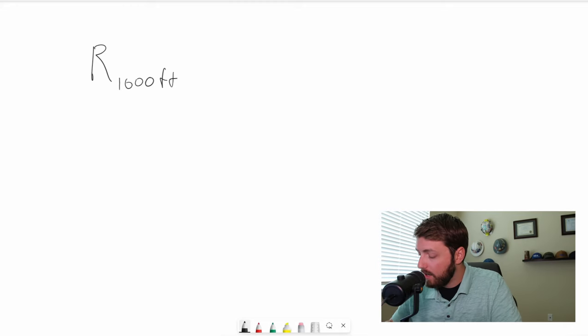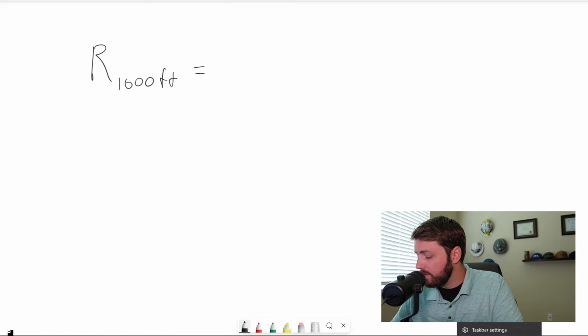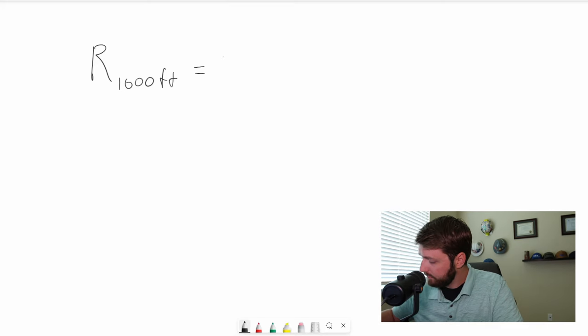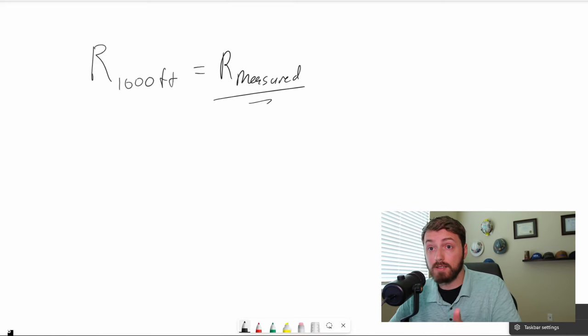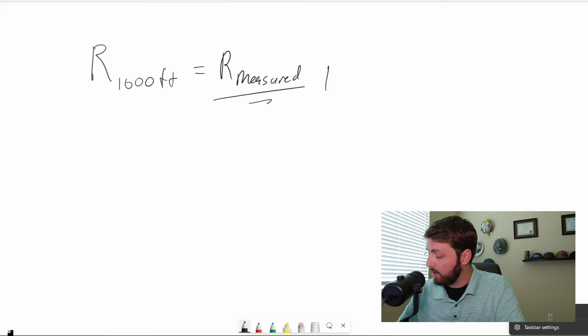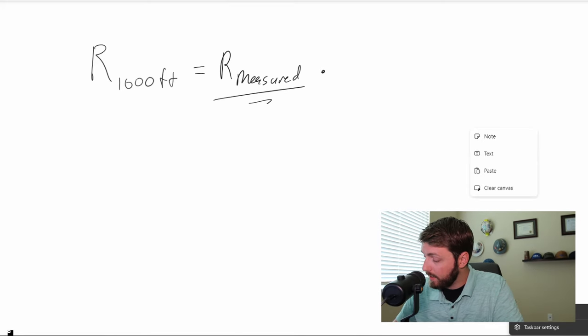So we use this R 1,000-foot correction, right, to get to our R measured. So this is what we're actually getting from our mega test set. If it's 600 volt bus, we're going to hit it at 1,000 volts, and this is the resistance value that we actually get from our test set. And we're going to multiply that by the length over 1,000.